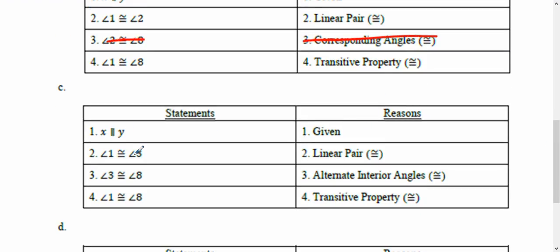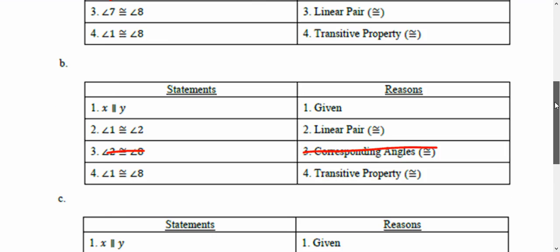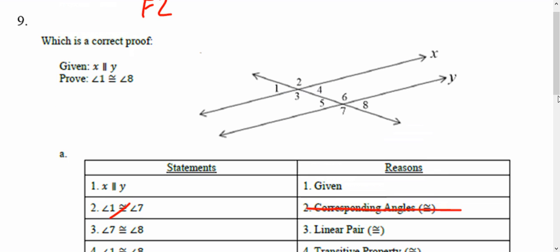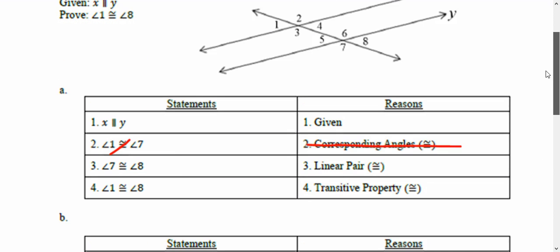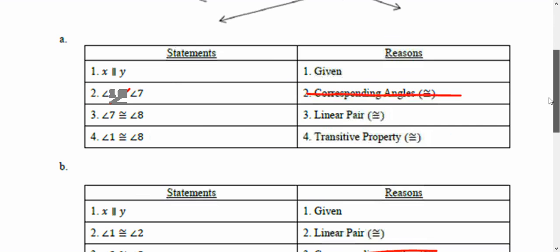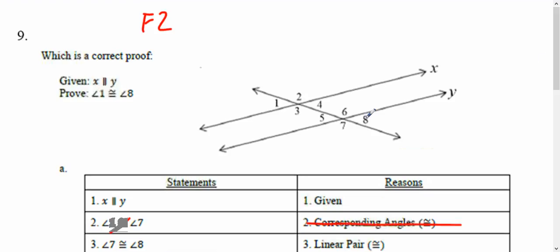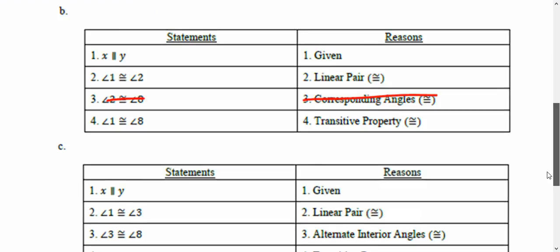X is parallel to Y, given. 1 and 3 are a linear pair. 1 and 3, yes, that's true. 3 and 8 are congruent because they are alternate interior angles. 3 and 8, those are not alternate interior angles. They're not even congruent.